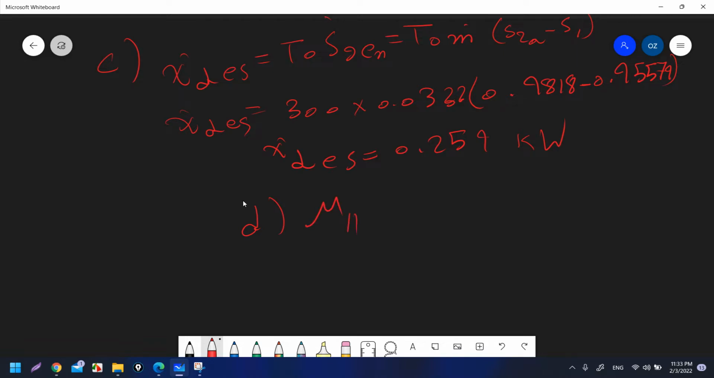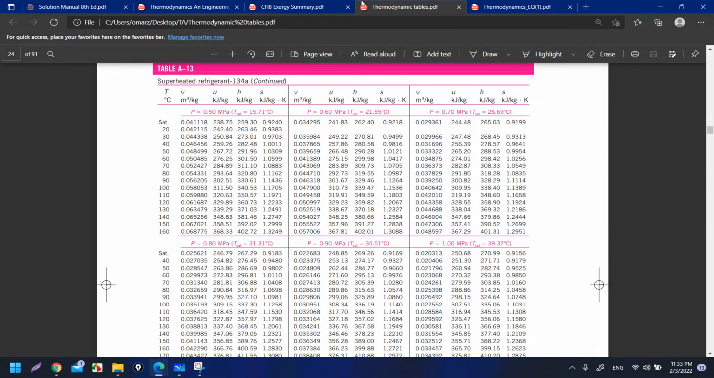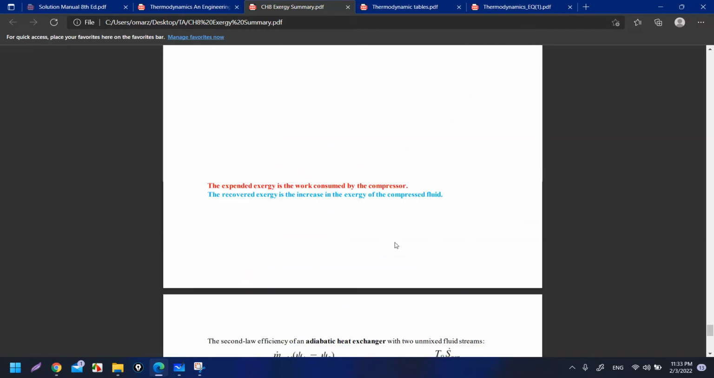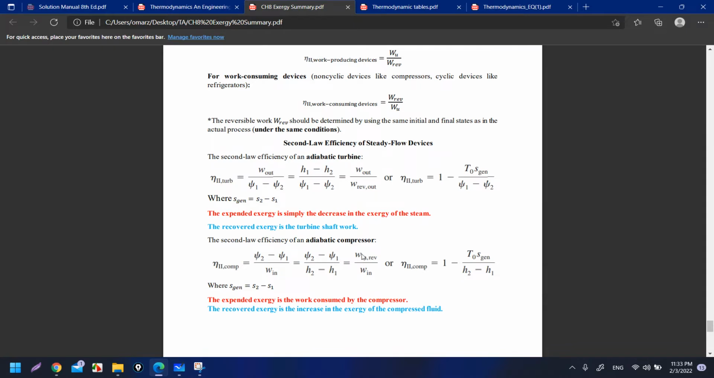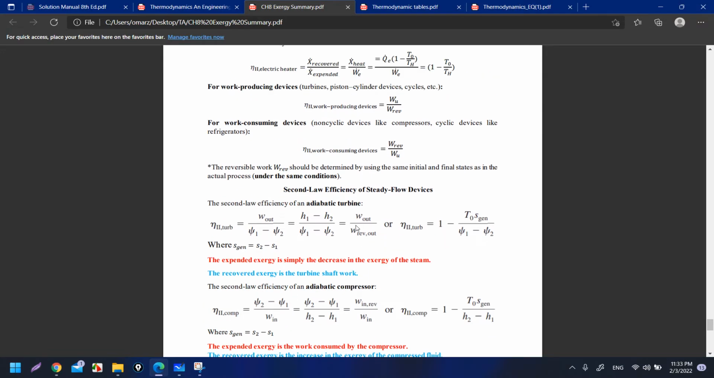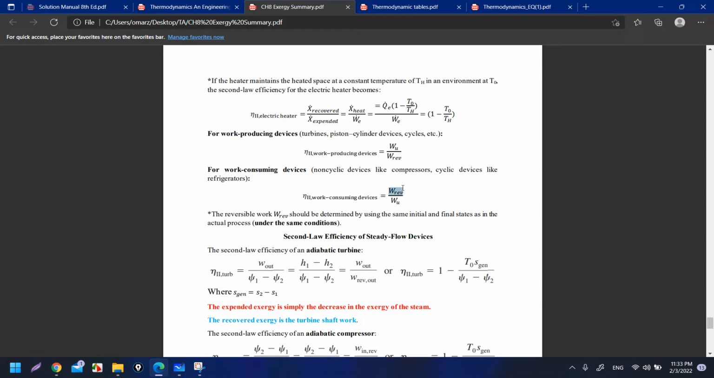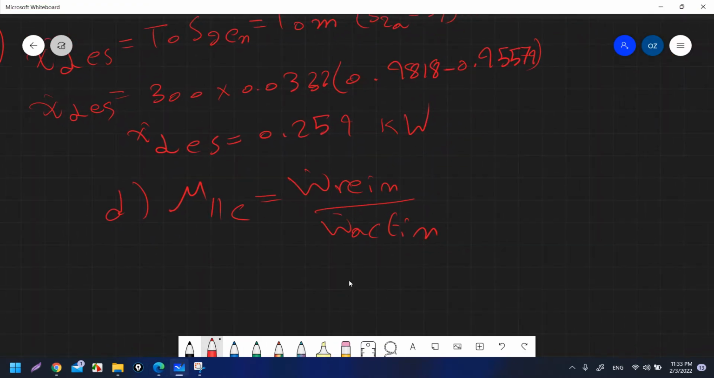This one is called the second law efficiency of the compressor. This is the reversible work over the actual work, and you can find it in the summary at the last page. For the compressor, it is the reversible work over work in. Here we have power, in kilojoule per second. It is a work consuming device, so it is the reversible work, or the useful work, over the actual.